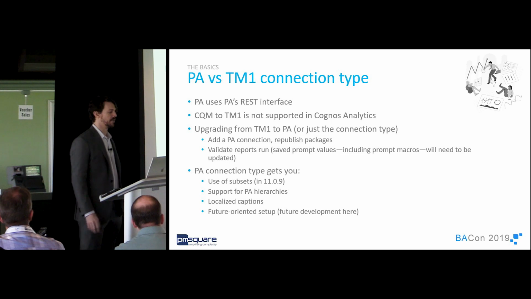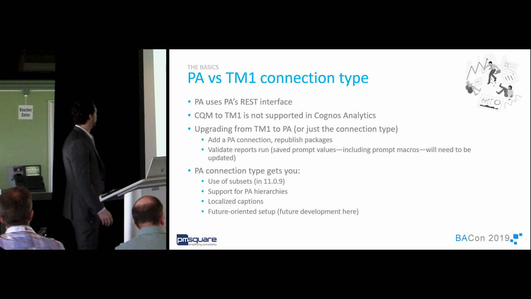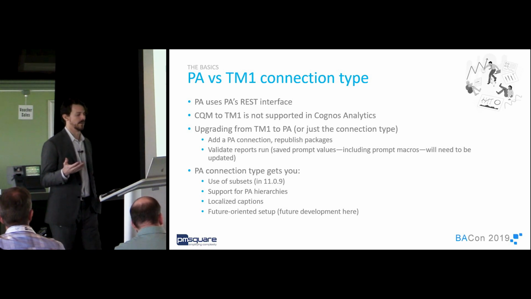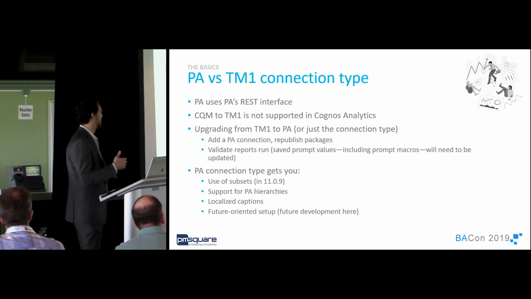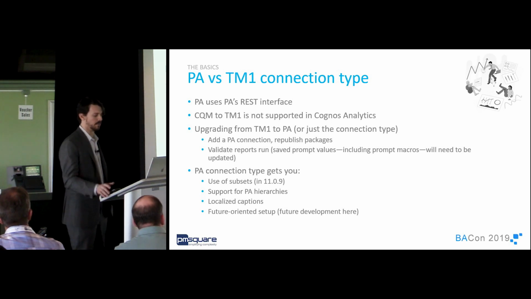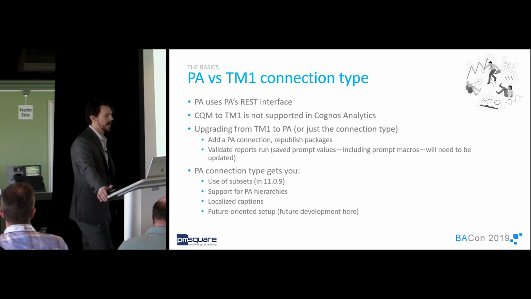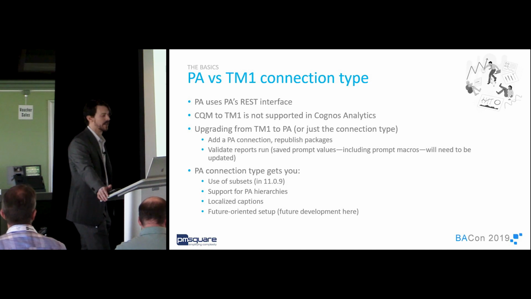Okay, so Planning Analytics versus TM1 connection type. You have 2 options, really, when you're going to connect to Planning Analytics, assuming you're using the reasonably current versions of Planning Analytics and Cognos Analytics. So the PA connection type uses the Planning Analytics REST interface. It's a more recent introduction. The TM1 connection is the older one that's been in there for a while. But there are some limitations if you use one versus the other.